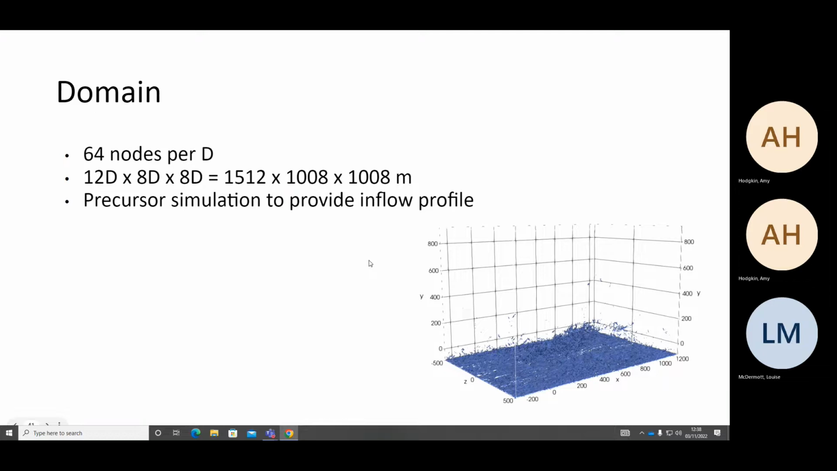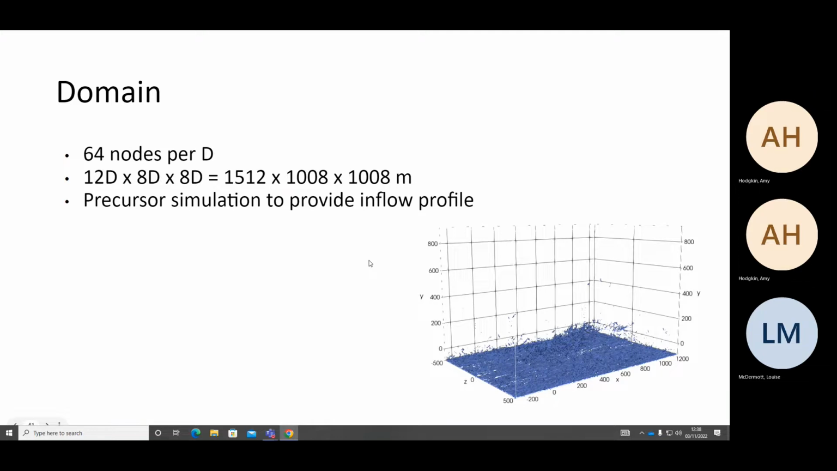Our domain is a bit different too. Of course, we now have our turbine placed in the bottom of the domain. The tower is along the floor, or the base is along the floor. We have a domain of 12 diameters by 8 by 8. So we have a height of about 1,000 meters. And we have a precursor simulation of the atmospheric boundary layer to provide the inflow profile.